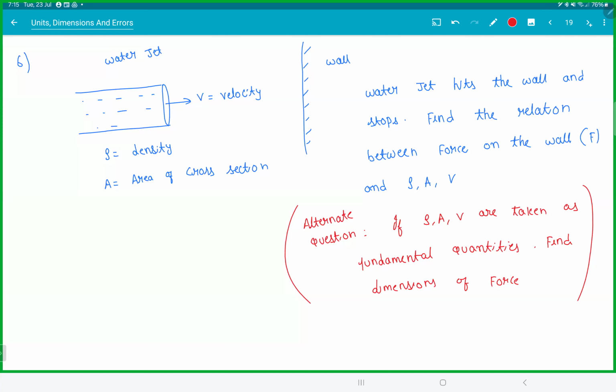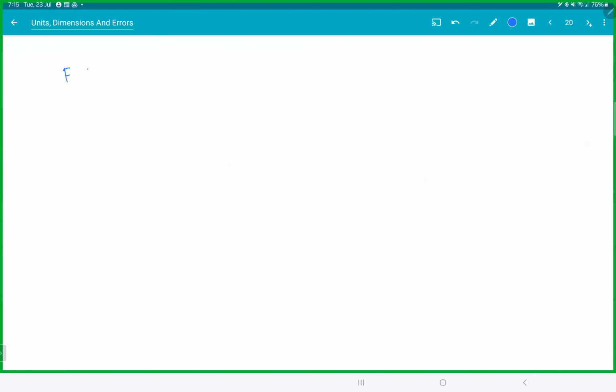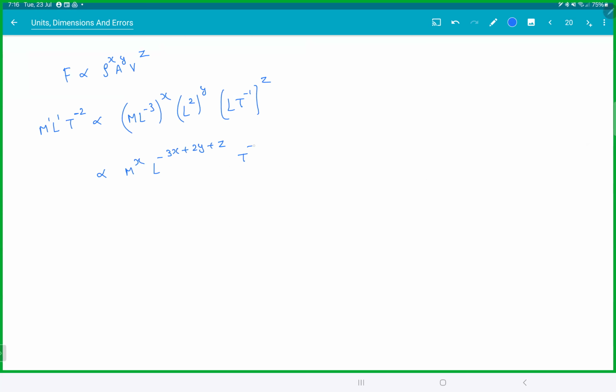Rho, A, v. Idea is the same. So we take the force is proportional to rho power x, A power y, and v power z. So force is M L T minus 2. Proportional to density's mass by volume, so M L minus 3, power x. Area is L square, power y. This is L T minus 1, power z. M power x, L power minus 3x, sorry, this is y, 2y plus z, and this is T power minus z.